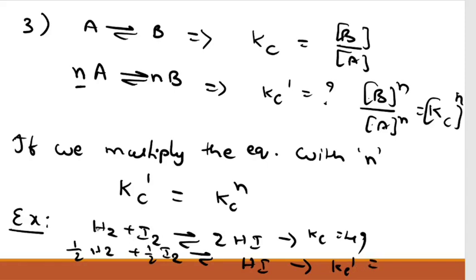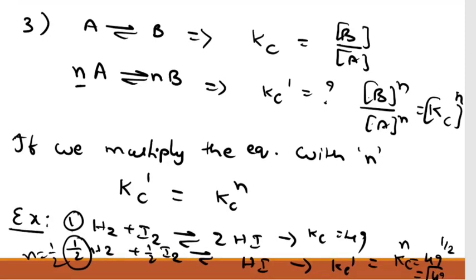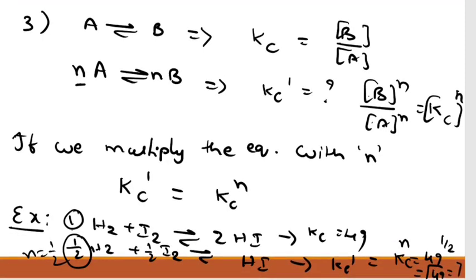What we have done here? We have just multiplied equation 1 by 1 by 2. That means here n is equal to 1 by 2. To get the Kc dash, what we need to do? We need to take Kc power n. That is equal to 49 power 1 by 2. 49 power 1 by 2 means square root of 49, nothing but 7.